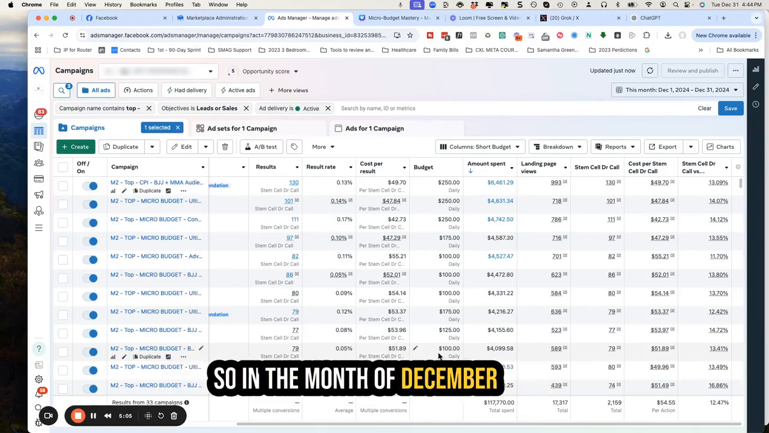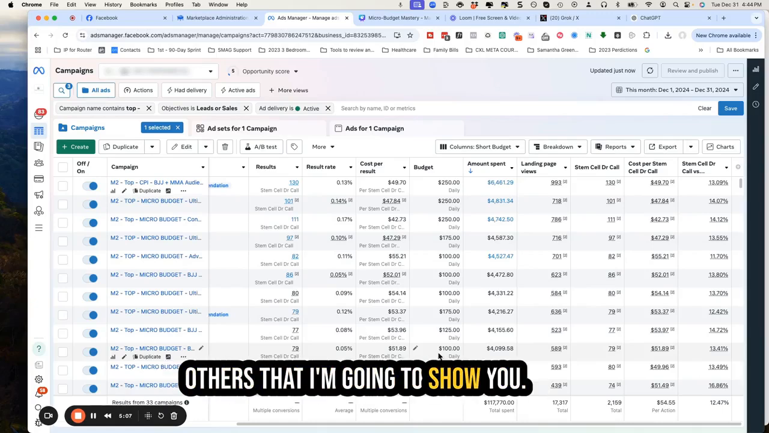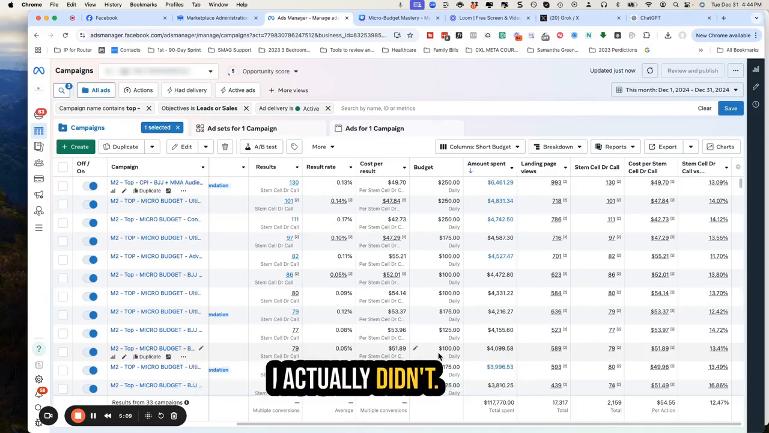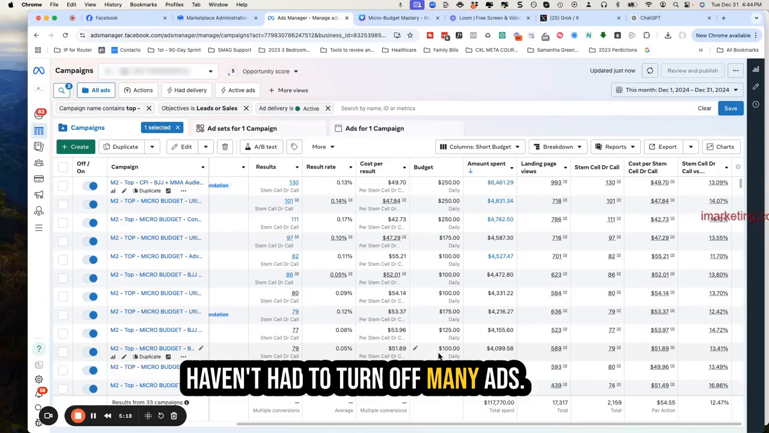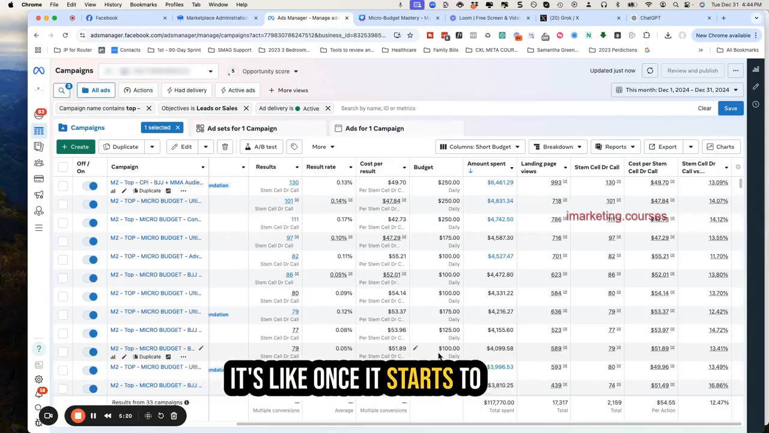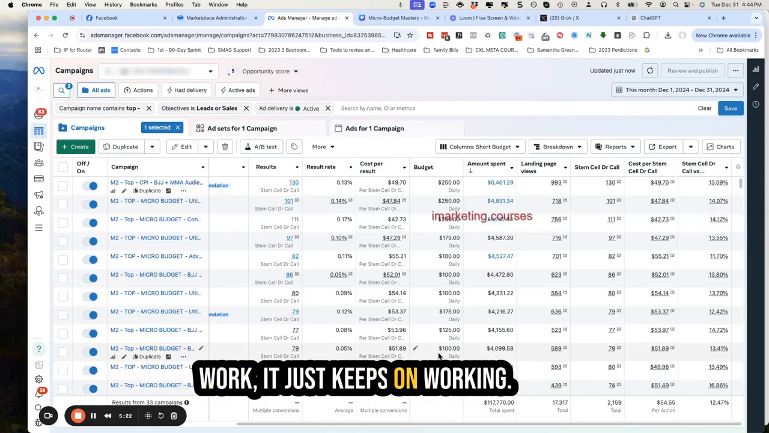In the month of December, on this client and a couple of others that I'm going to show you, I turned off some ads and lowered the ad spend on some ads, but for the most part, I haven't had to turn off many ads. It's like once it starts to work, it just keeps on working.